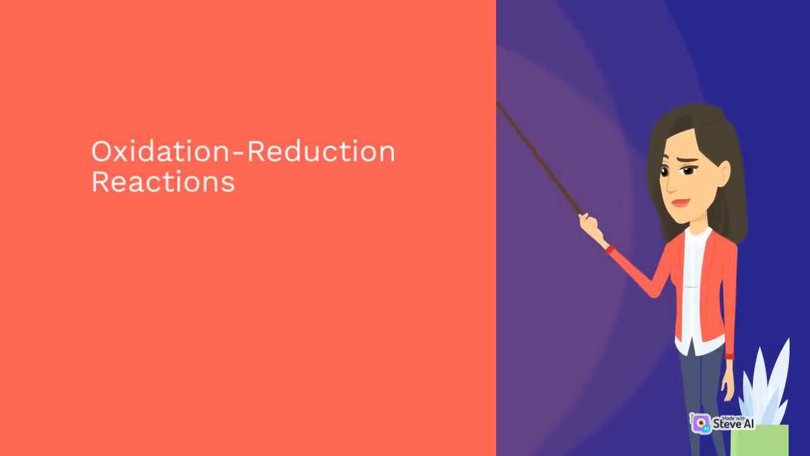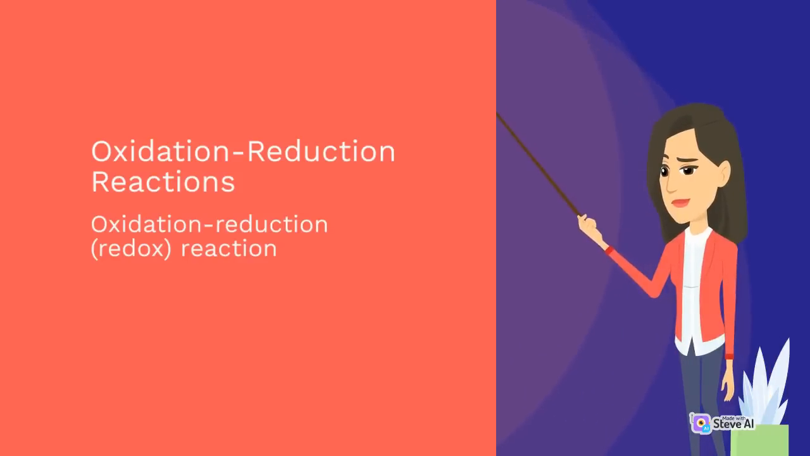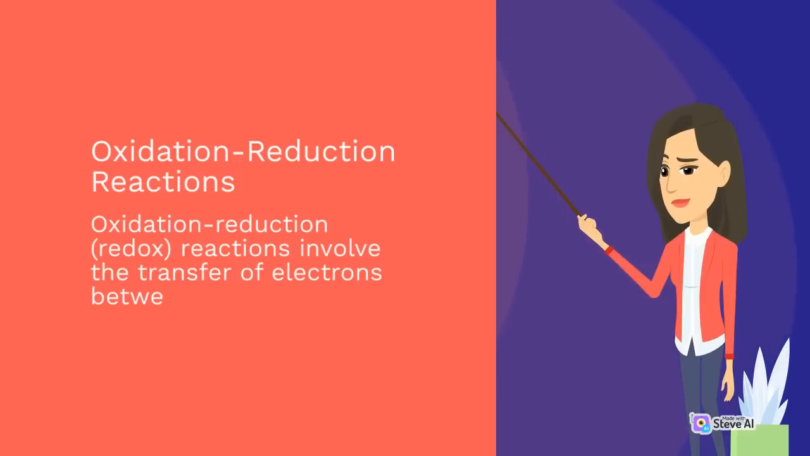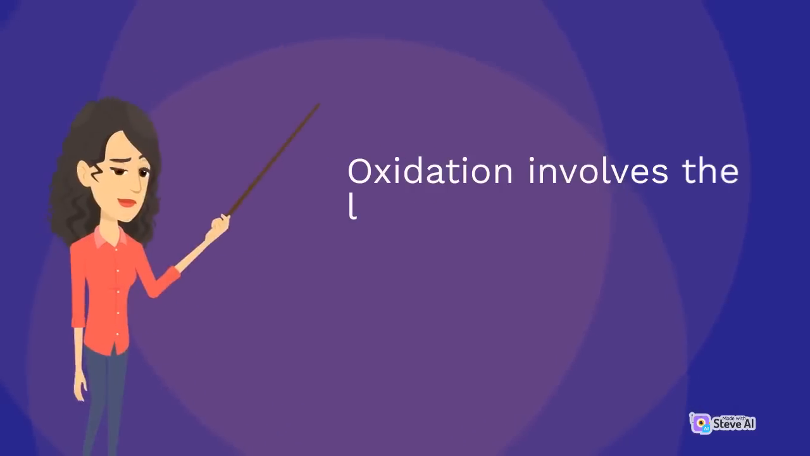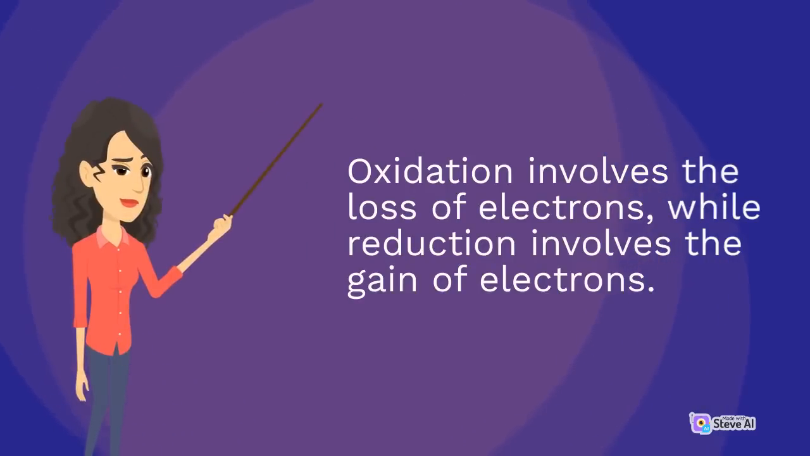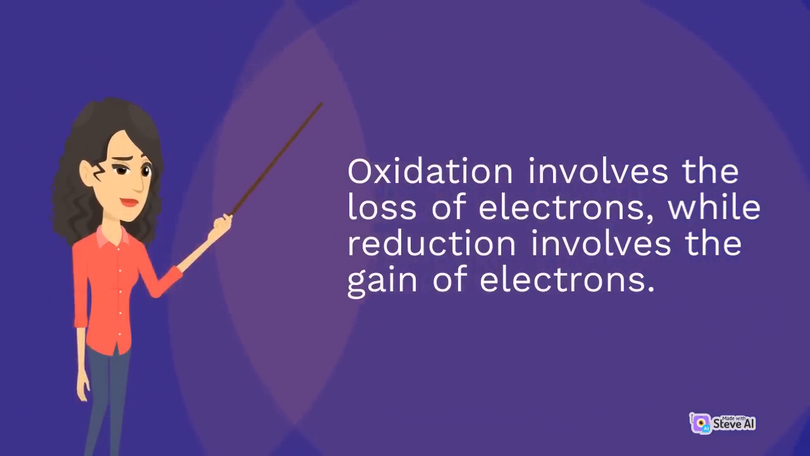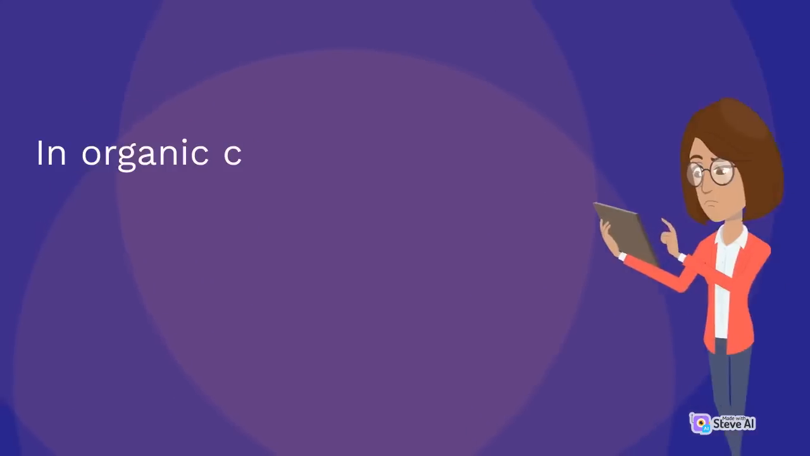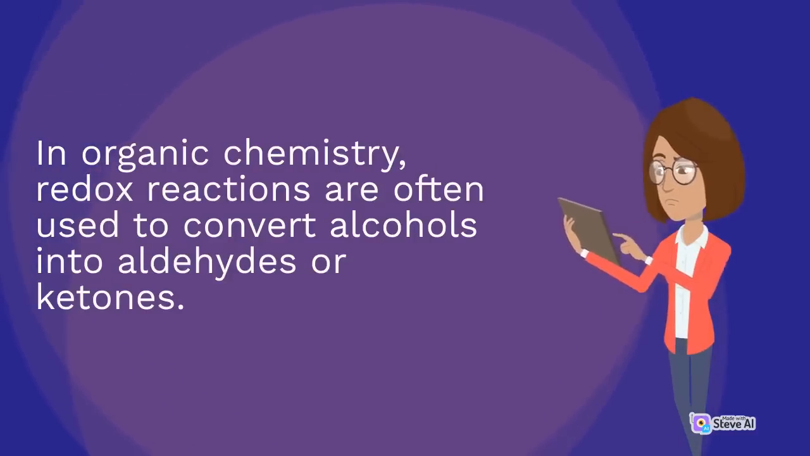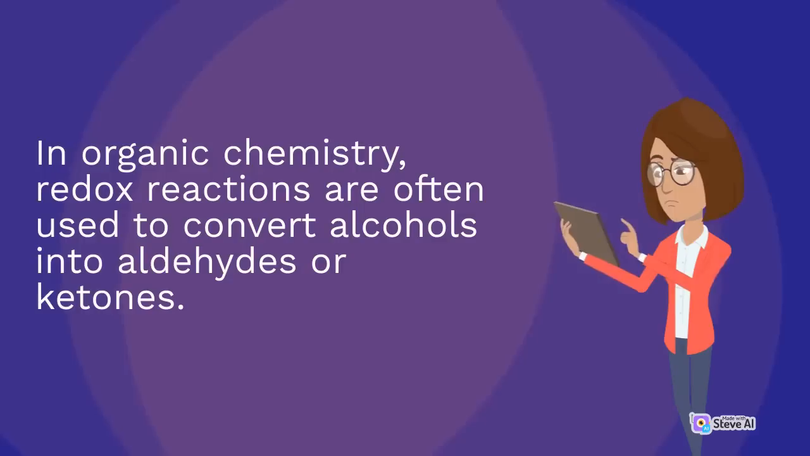Oxidation-reduction reactions. Oxidation-reduction (redox) reactions involve the transfer of electrons between two compounds. Oxidation involves the loss of electrons, while reduction involves the gain of electrons. In organic chemistry, redox reactions are often used to convert alcohols into aldehydes or ketones.